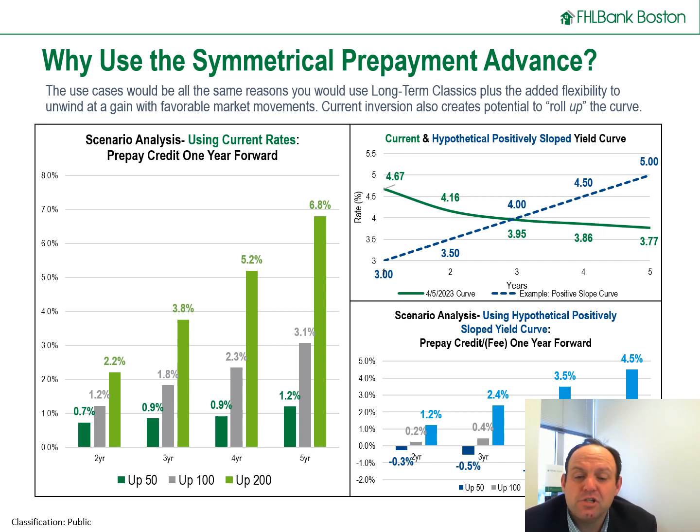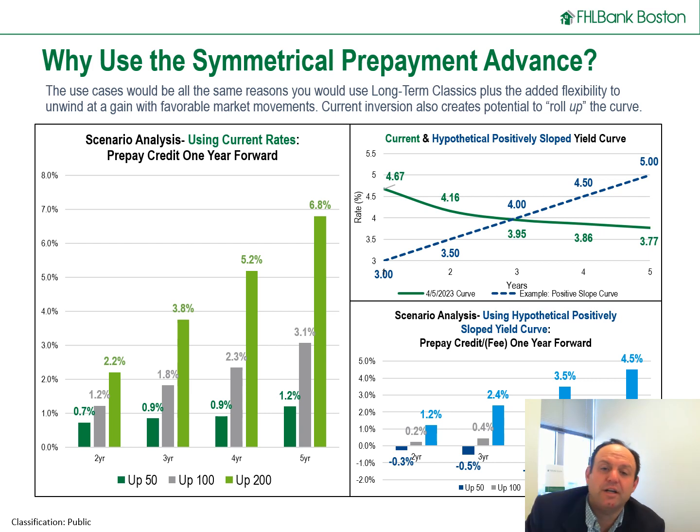So this is just to point out that the shape of the curve, when it's inverted like this, can be favorable for the arithmetic for the symmetrical advance to capture those potential gains.